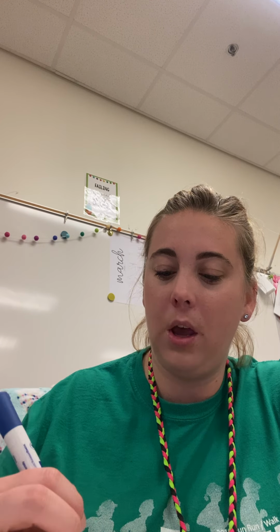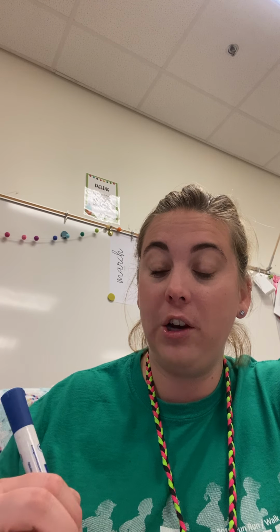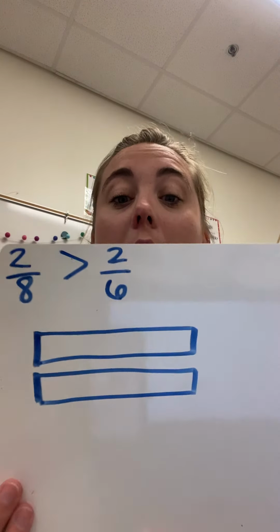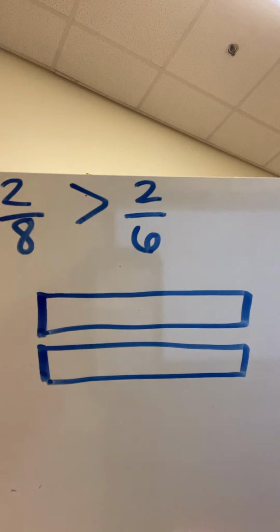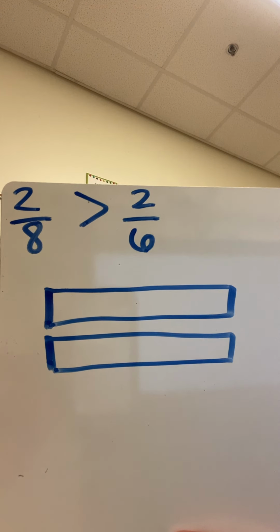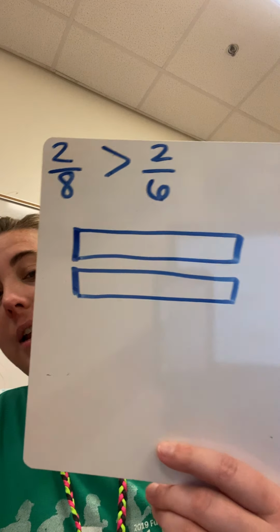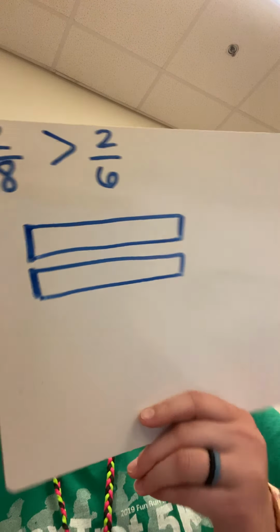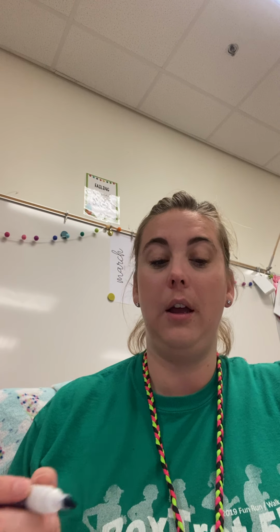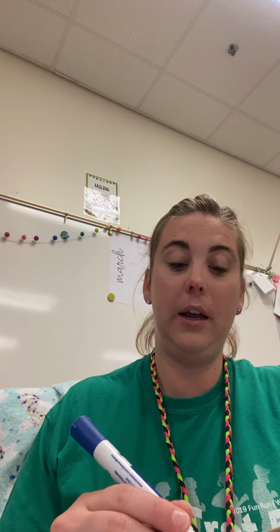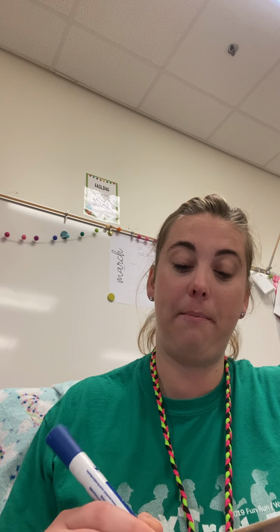Okay. Now, both my fraction bars are of an equal size. Remember, if you don't make them equal size, you may mess up when comparing them because they're not comparable. So I'm going to partition one of them into 8ths. And I'm going to partition one of them into 6ths. Now it says 2/8 and 2/6. I'm going to go ahead and color these bad boys in.